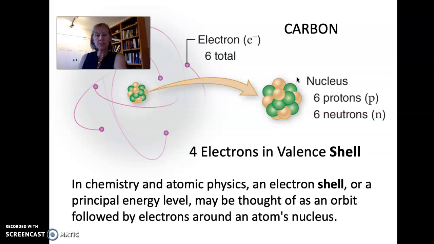As a definition, in chemistry and atomic physics, an electron shell or a principal energy level may be thought of as an orbit followed by electrons around an atom's nucleus. This is an example of carbon. It has 6 protons, 6 neutrons, and 6 electrons circling around that nucleus.